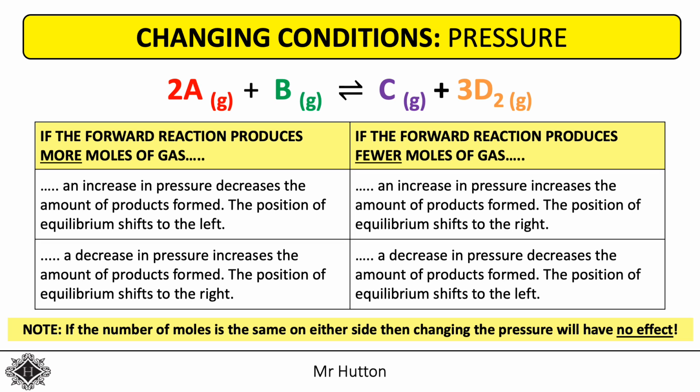Quite often in exams, they may try and catch you out with a trick question where the number of moles is the same on either side and nothing would happen. But you would have to explain that. You would have to say there would be no change in the position of equilibrium because the number of moles on either side is the same.